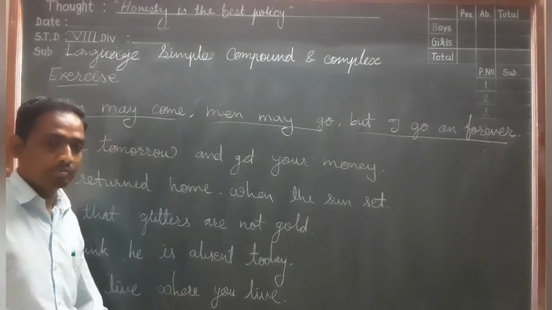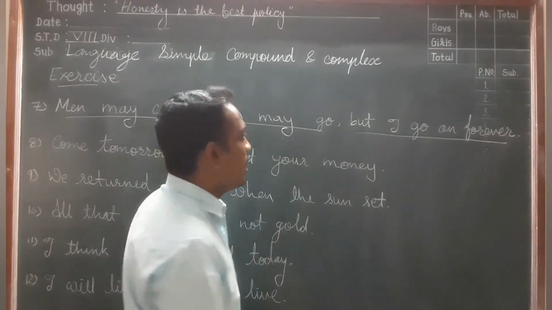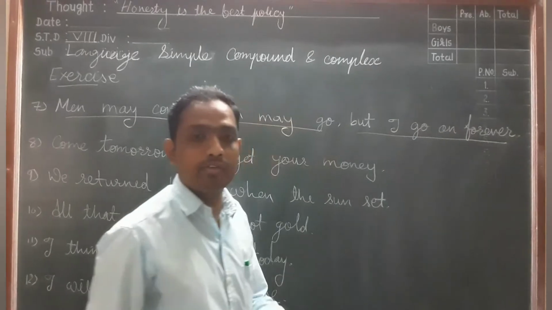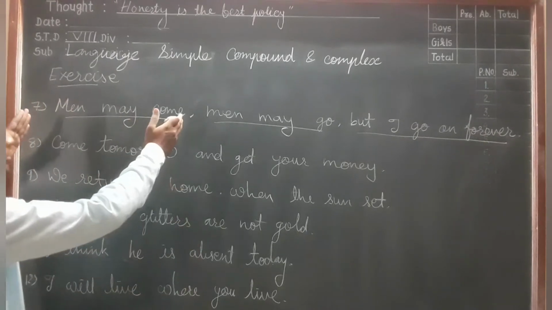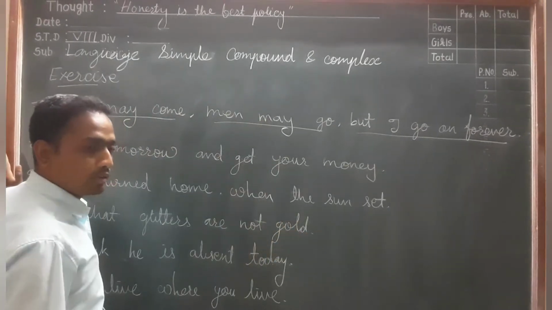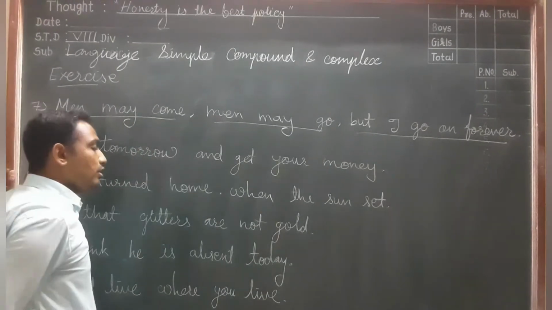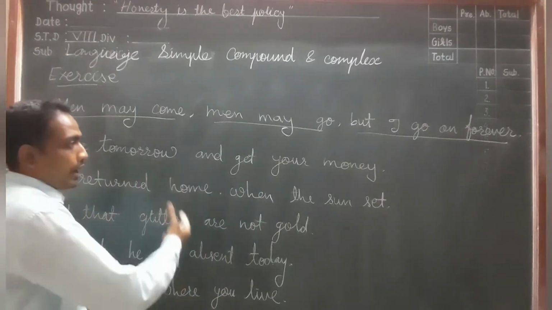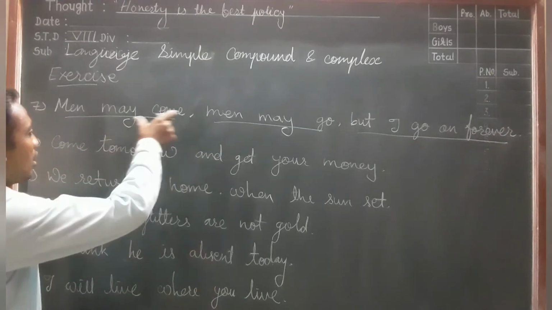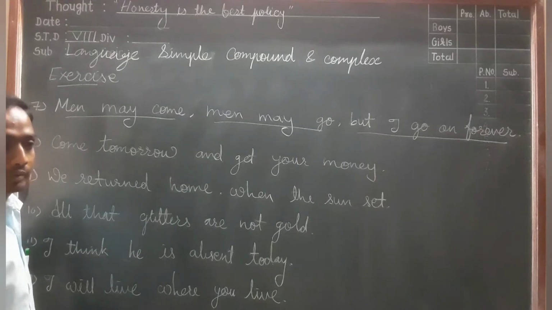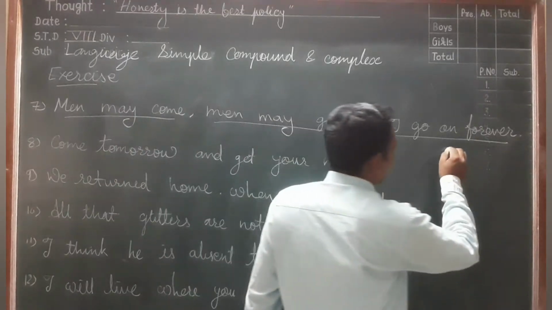Men may come. It is also a full sentence. Men may go. It has also complete meaning. And I go on forever. It has also its own meaning. So we can say that all 3 clauses are independent clauses, and they need no other clauses to make their own complete meaning. They are all equal rank clauses. So this is an example of a compound sentence.